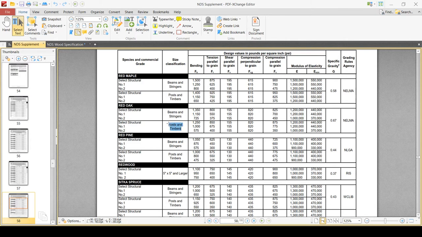So, it's not probably the first place. I think we saw it a bit in the discussions over safety as well, and risk and such. But posts and timbers, for example, look here. For number 2, with the posts and timbers, the bending stress is 575. For the beams and stringers, it's 725. Interesting. Same grade, same species, but different values.